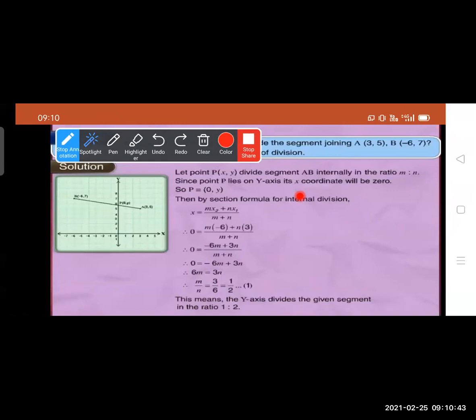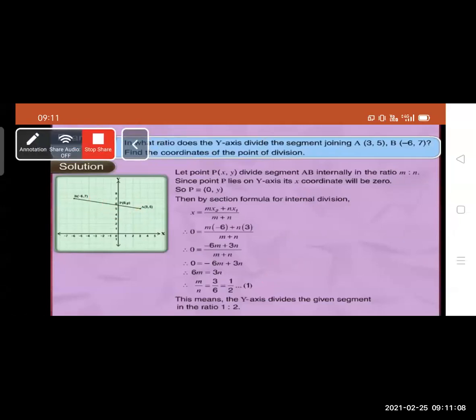So first we find, here x value is 0, m as it is, n as it is. Then first we find the ratio m by n, that is equal to 1 by 2. This means that the y-axis divides the line segment in the ratio 1:2. This ratio is 1 and this ratio is 2. So in this way we find the ratios, at which ratio this line segment divides.